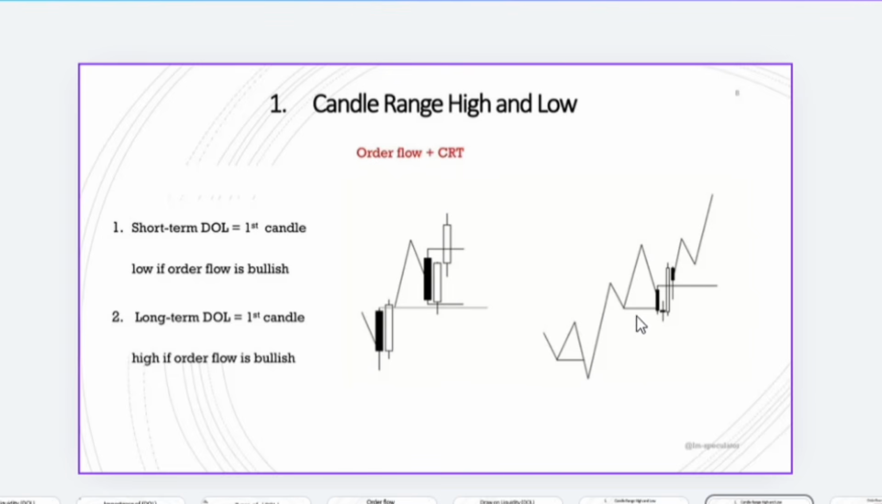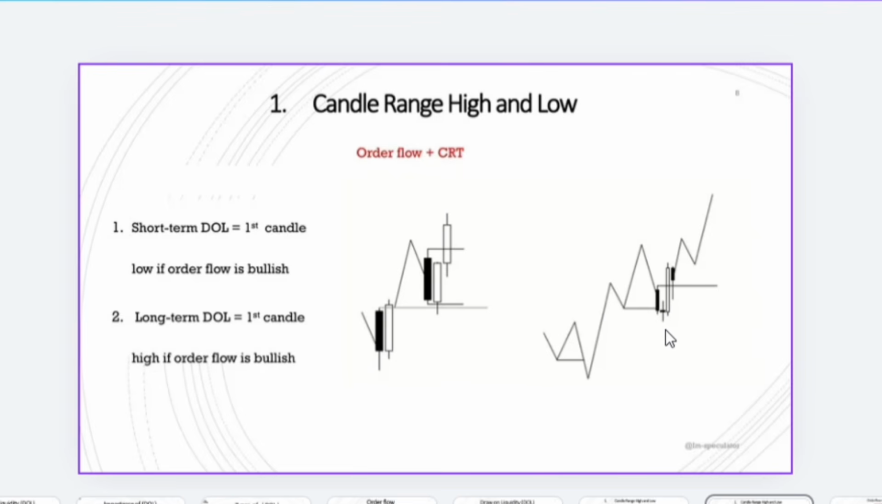Price targeted it and swept it above, creating a new low, creating a new high. This is the low we're expecting to sweep. You can see it clearly here that price swept this particular low and gave us a CRT movement. This is our CRT movement.